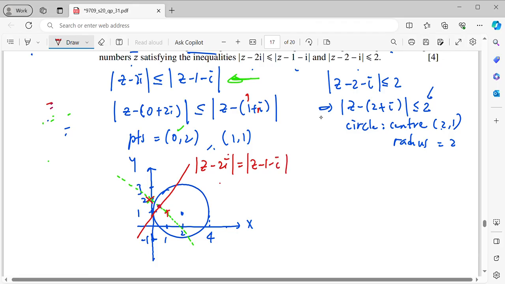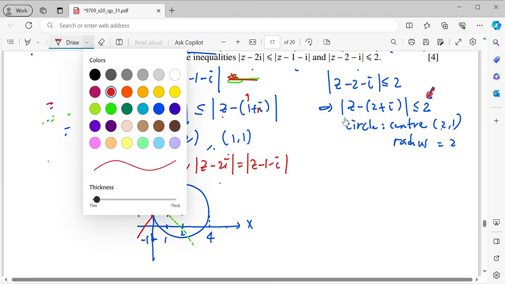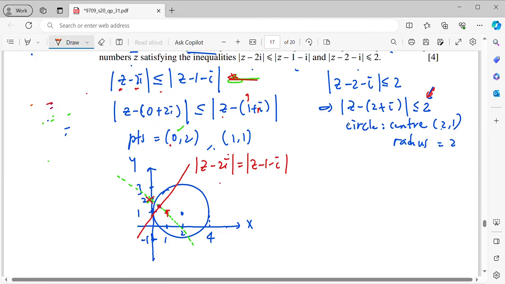Now, the region, okay, circle, because it's less than or equal to 2 means that everything inside the circle. And then for this inequality, this means the distance from the general point to 0, 2 is less than or equal to the distance from the general point to 1, 1. Here is your 1, 1. Okay, so when I consider this point, right, so this distance to 0, 2, okay, is shorter than this distance.